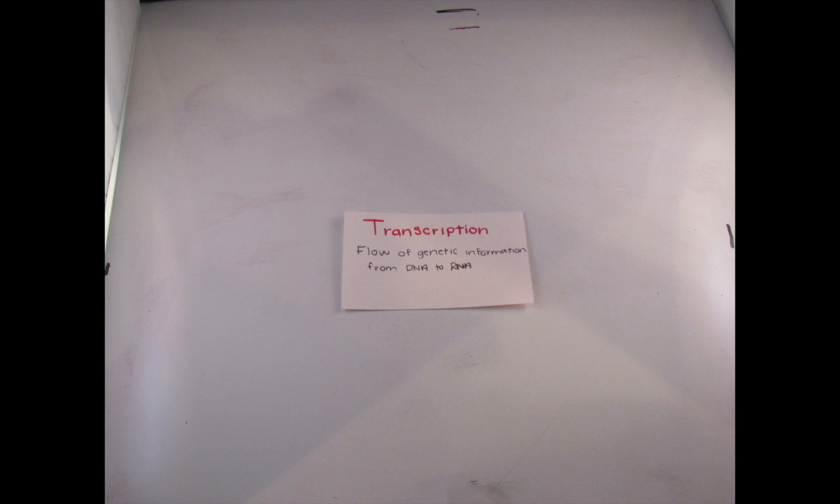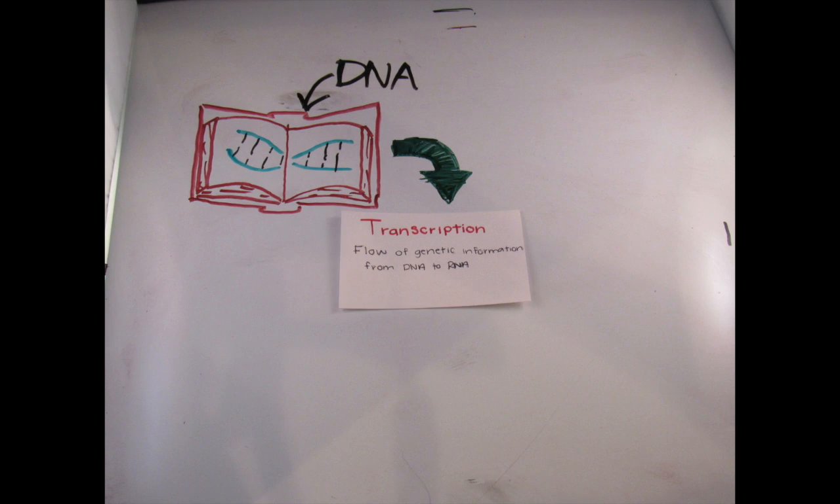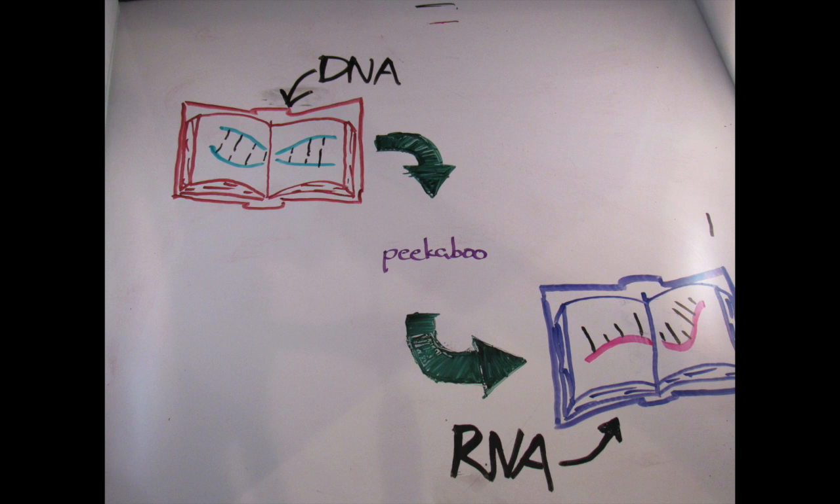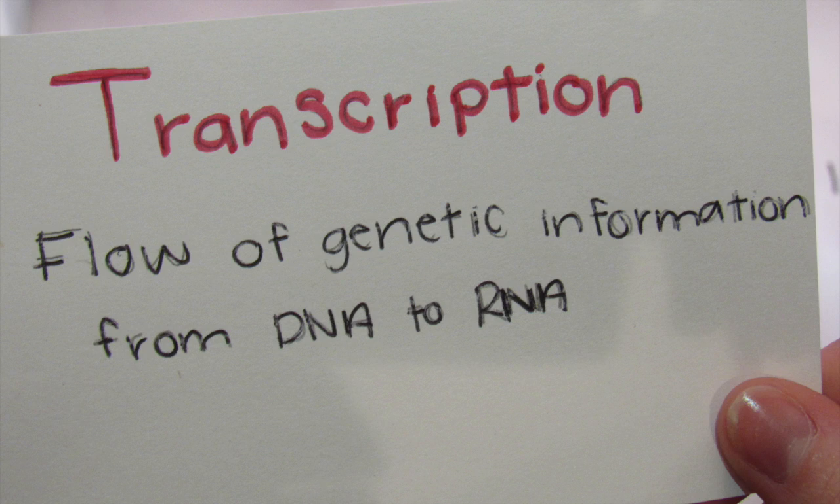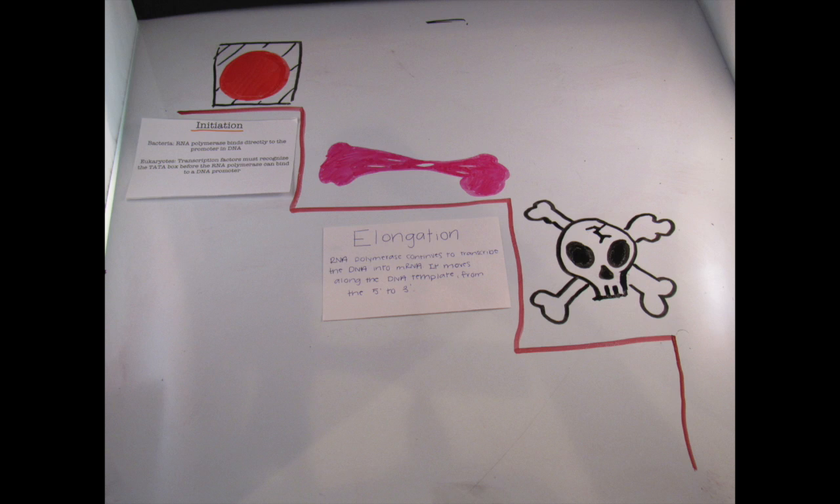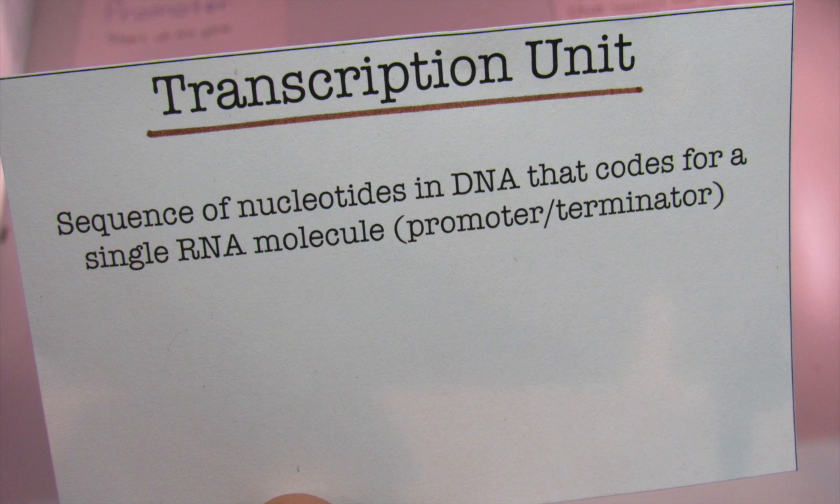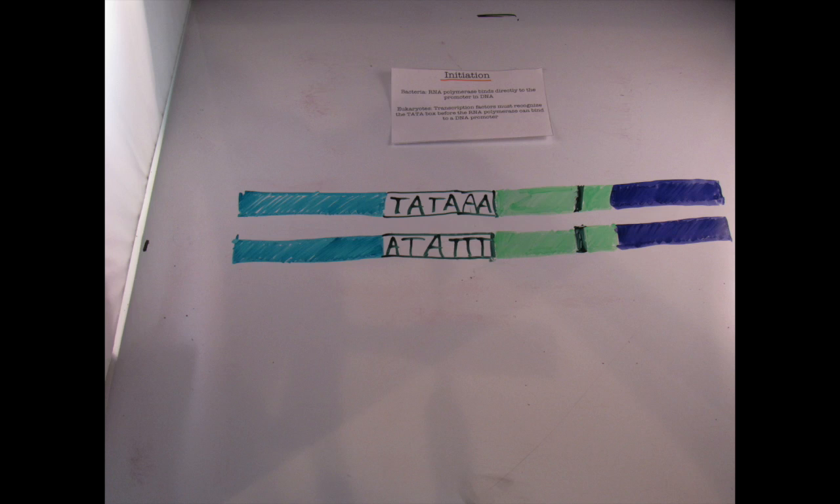The second step in the central dogma, the first step in gene expression, is transcription. Transcription is when the genetic information in DNA is copied into mRNA to travel outside of the nuclear envelope for translation, but more on translation later. Transcription contains three steps of its own: initiation, elongation, and termination. These steps occur at stretches of DNA that code for singular RNA molecules, a transcription unit.